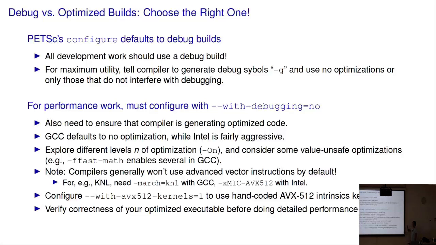There's this FP model that you can set to fast that turns on these. Try these, but then again, do make sure to verify that your optimized executable is actually still correct after doing these. But try all these things before you start hand optimizing your code.